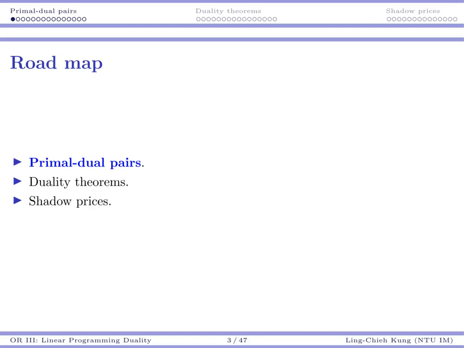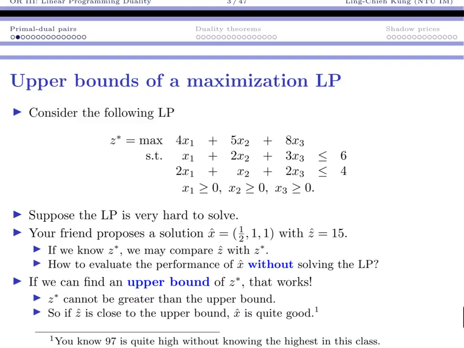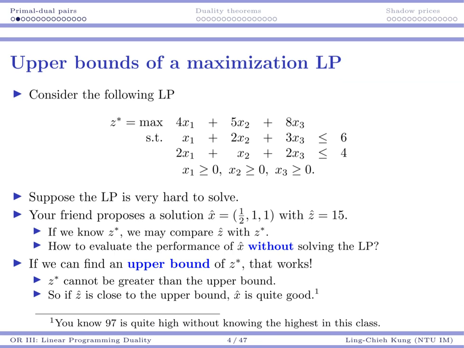So let's start by introducing the so-called primal-dual pairs. Let's consider this linear program. In this linear program, we have three decision variables, all non-negative. We have two constraints, all less than or equal to. We want to maximize something, so everything looks so typical, okay?